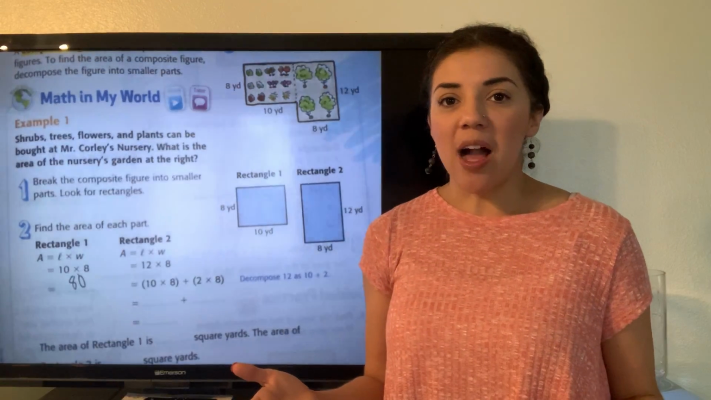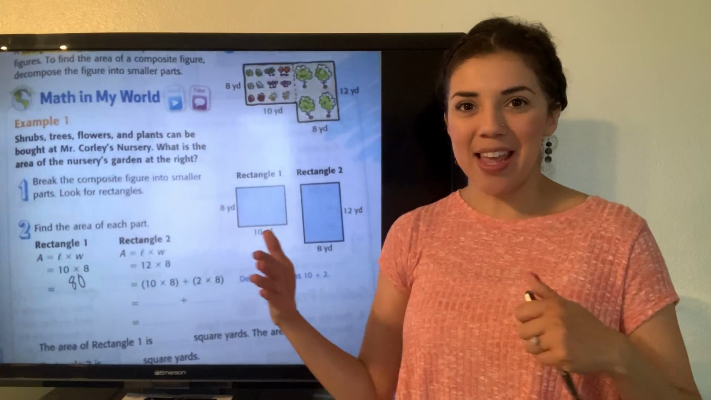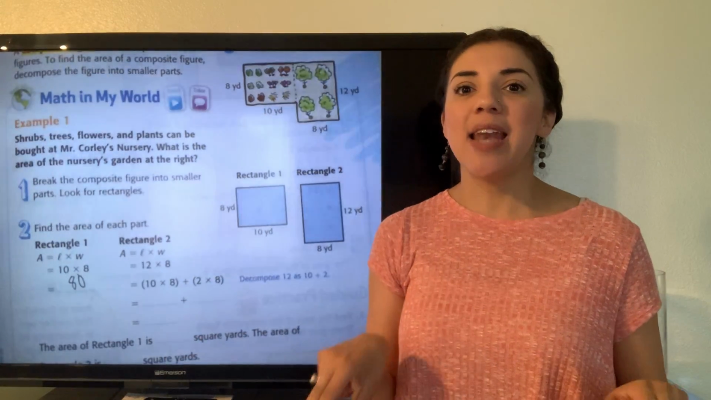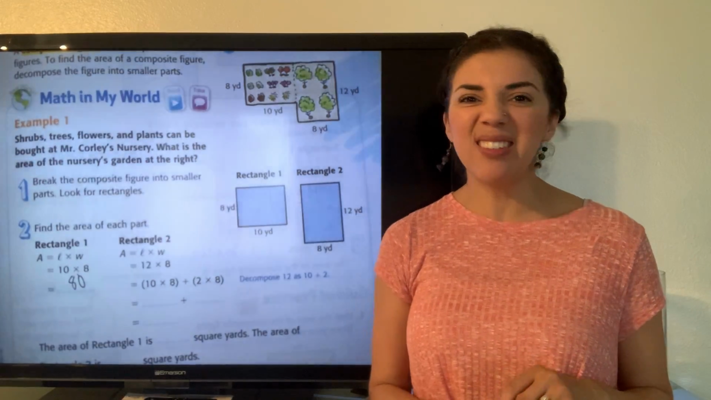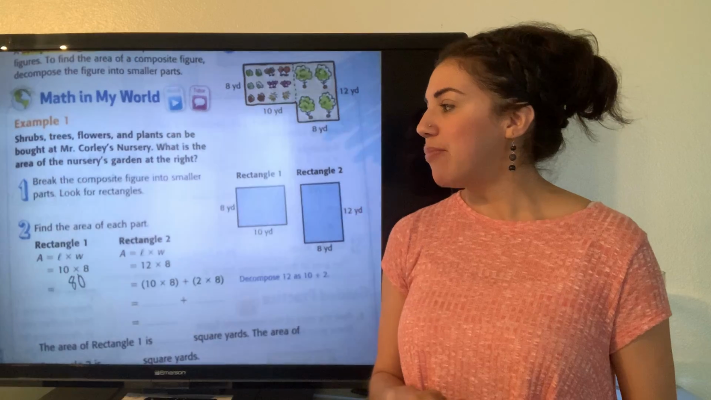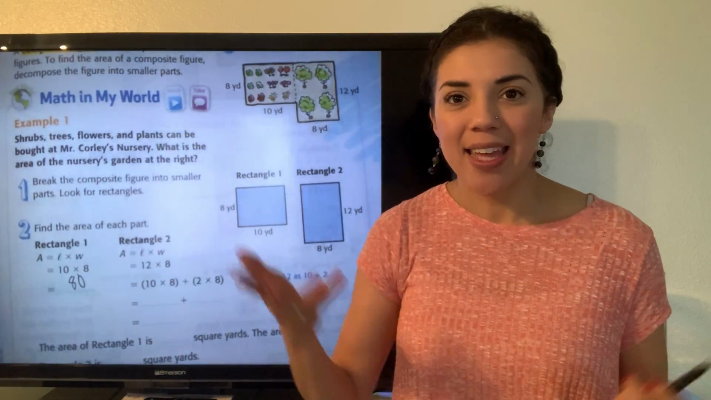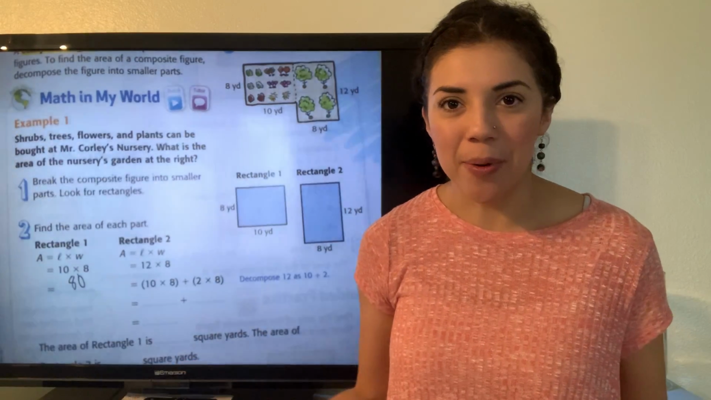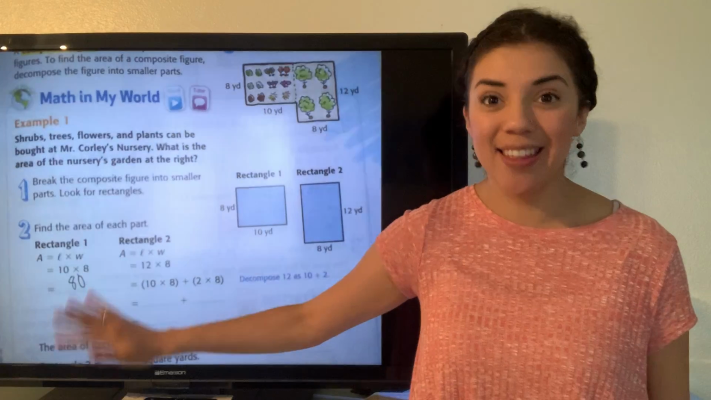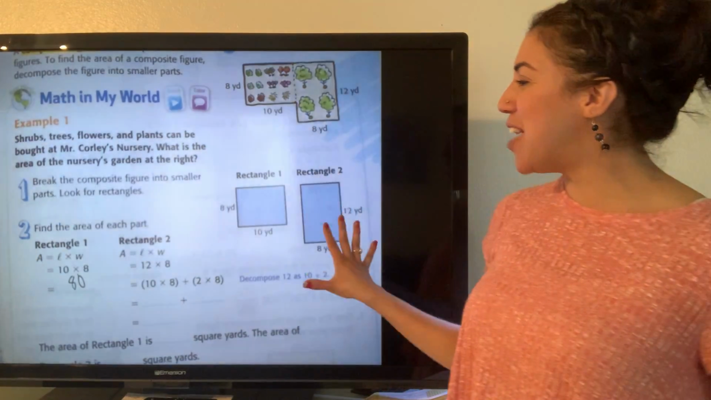Now, the cool thing about finding the area is, you know how the formula is area equals length times width? So you're multiplying two numbers. Let's say you're like, well, I don't really know which one's the length and which one's the width. 10 times 8, 80. 8 times 10, 80. You're going to get the same number. So don't worry too much about that, okay? But technically, the formula for area is length times width.